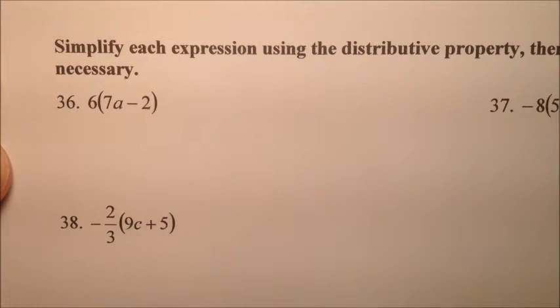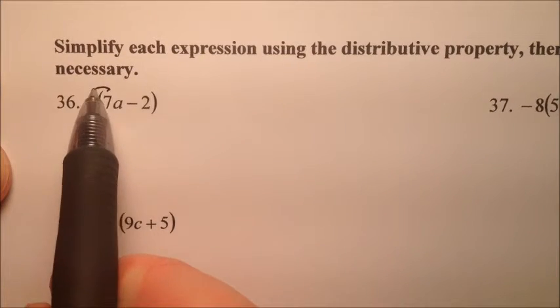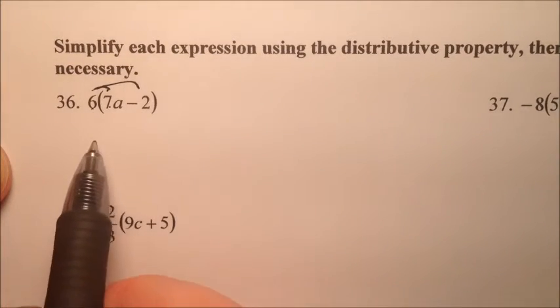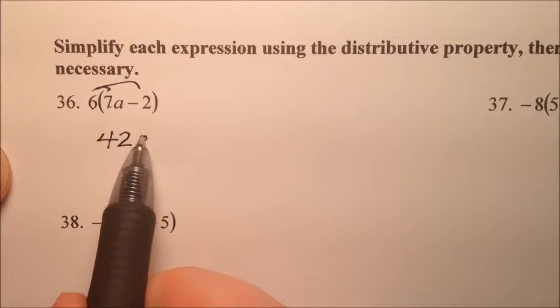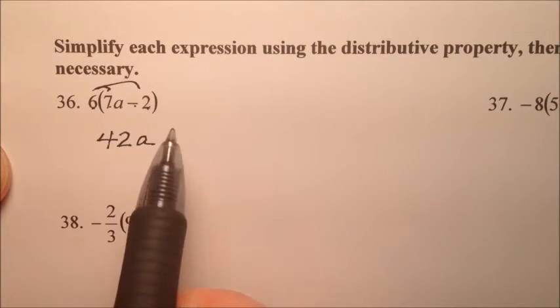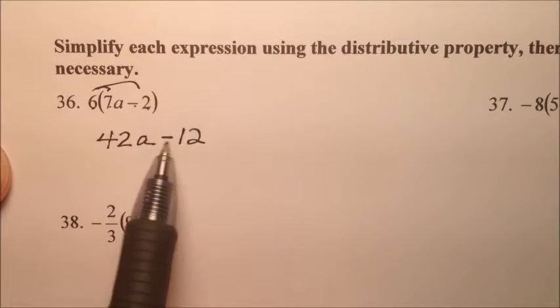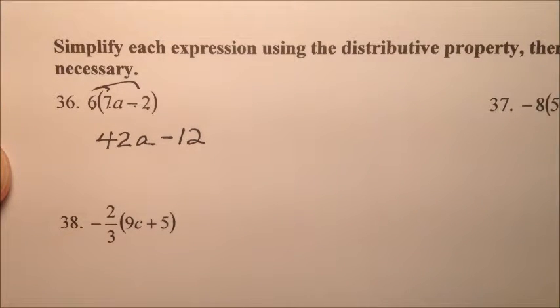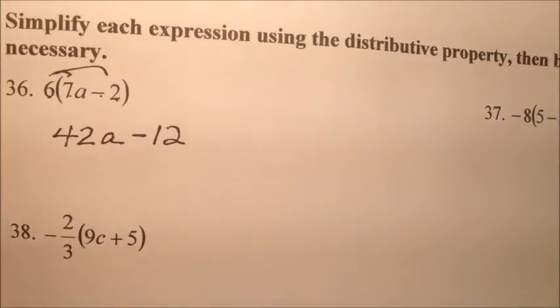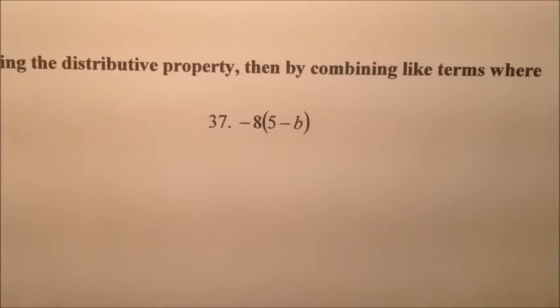In this next set, we're told to simplify each expression using the distributive property, then by combining like terms where necessary. So in the first one, we're going to distribute. So 6 times 7a will be 42a, and then 6 times a negative 2 will be minus 12. And since this has an a and this does not have an a, they are not like terms, so we cannot put anything more together.